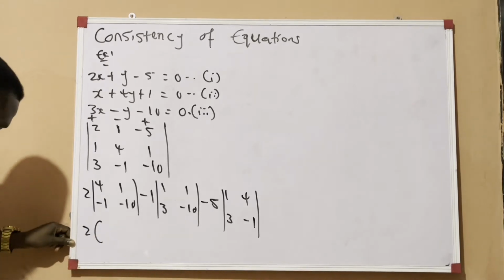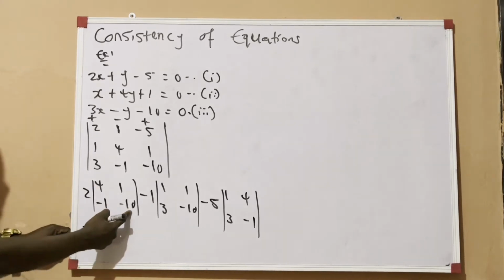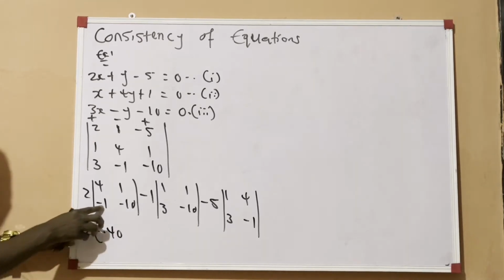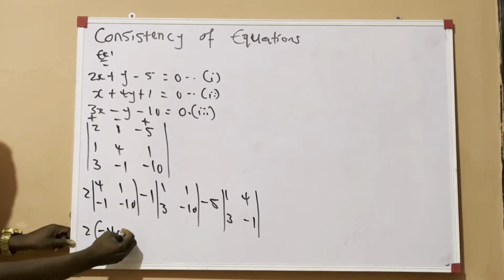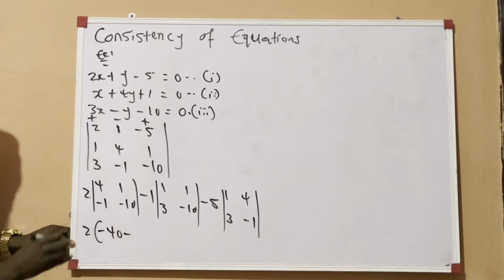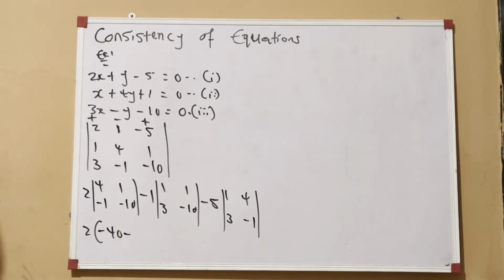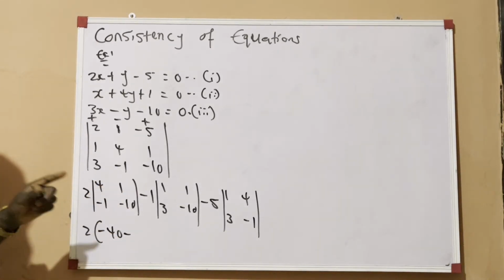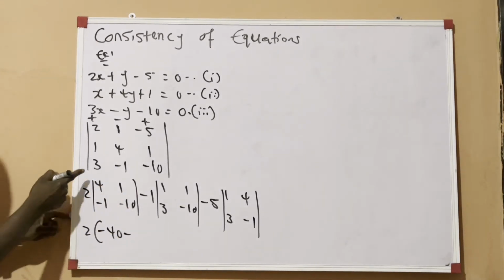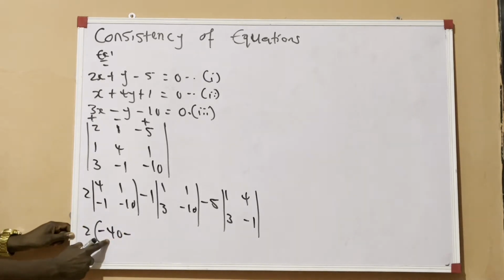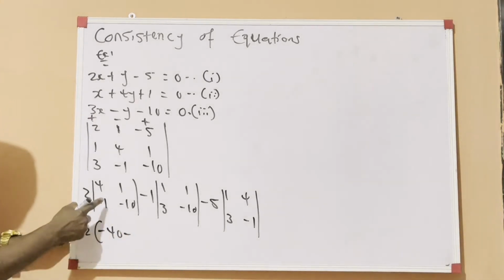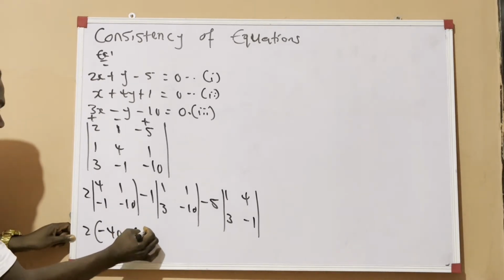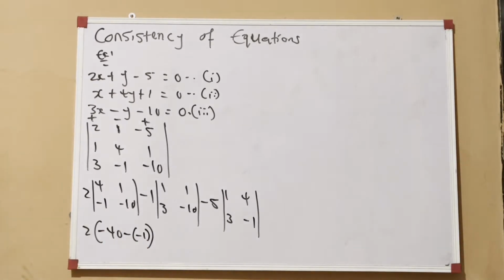Okay, now let's multiply. 4 multiplied by minus 10 gives us minus 40. And minus 1 multiplied by 1 gives us minus 1. But don't forget, whenever you are solving the determinant of a 2 by 2 matrix, you must subtract. So 4 times minus 10 gives us minus 40, minus 1 times 1 gives us a negative 1. Alright, let us do the next one.